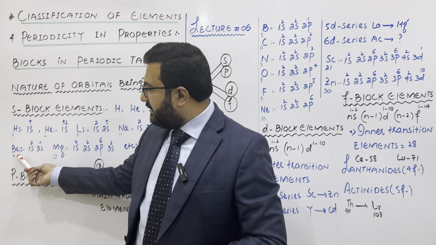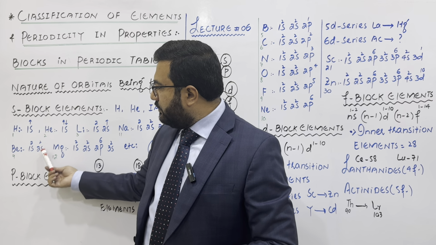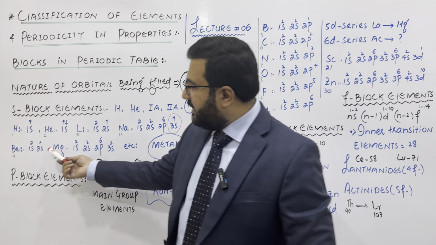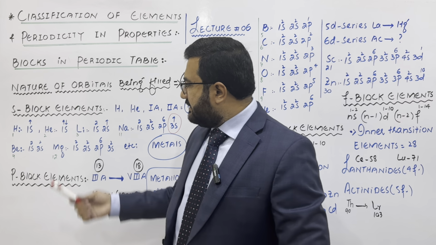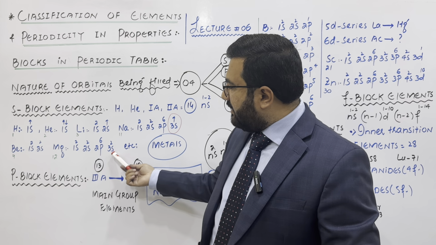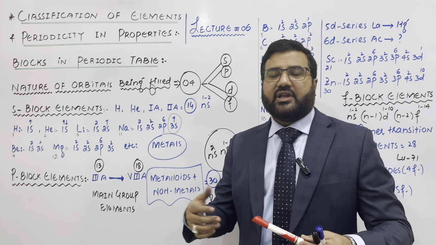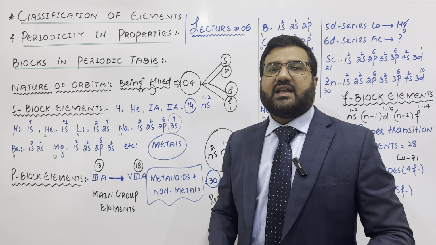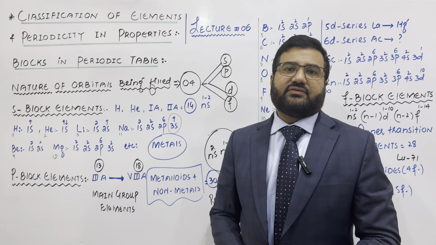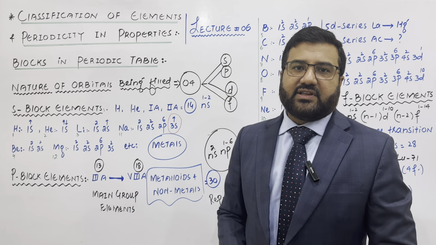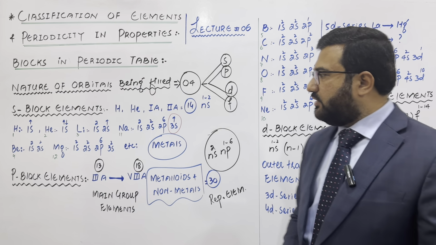Similarly, in the case of alkaline earth metals, there are 2 electrons filling the S subshell of the valence shell. Similarly, in magnesium, the S subshell of the third shell is filled with 2 electrons. So in all these elements, the S subshell or S orbital of the valence shell is being filled with electrons, so they are the S block elements.